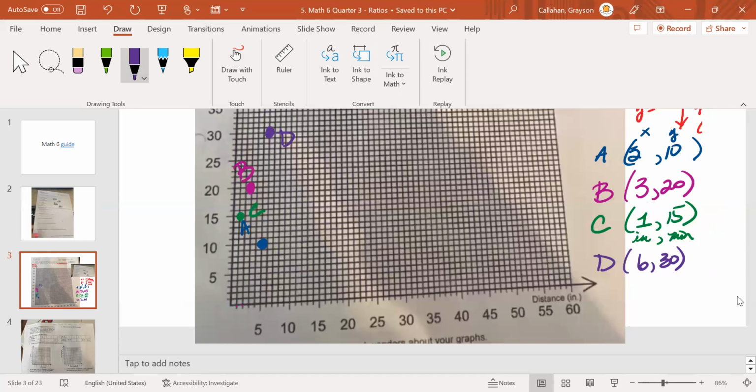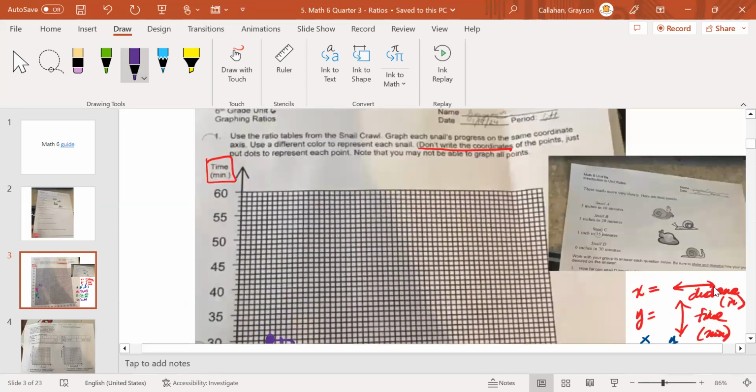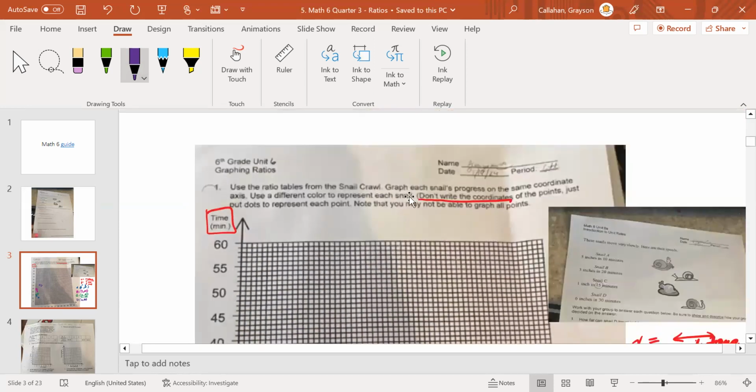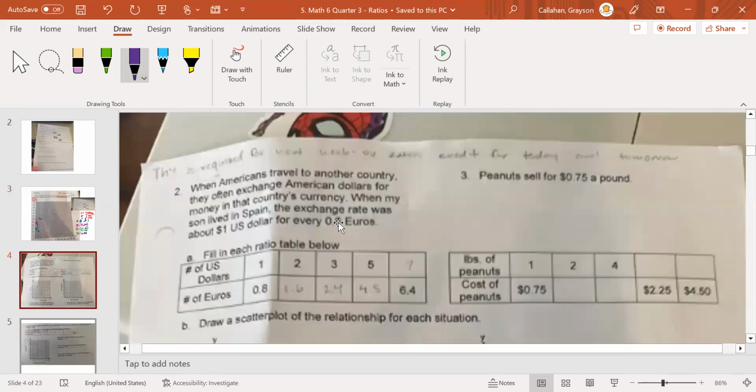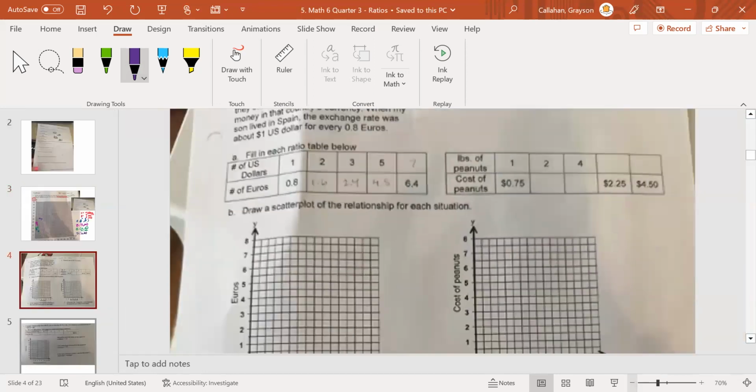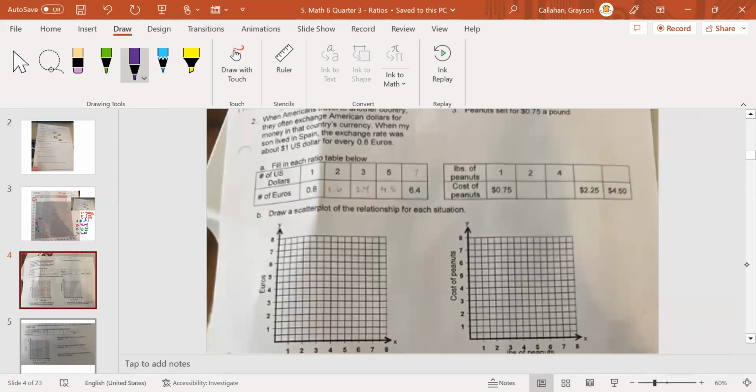I think that's all she wanted you to do. Use a different color to represent each snail. Just represent, you may not. Okay, great. So in this case, that's it. All right, so that's all you have to do for that one. That's it. All right, let's go on to the next one. Next one is on the back. So pay attention for question number 2.